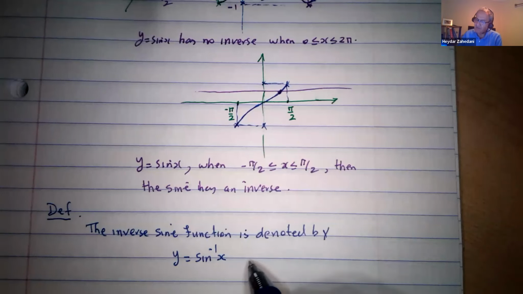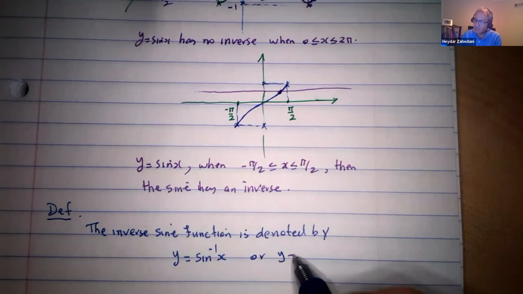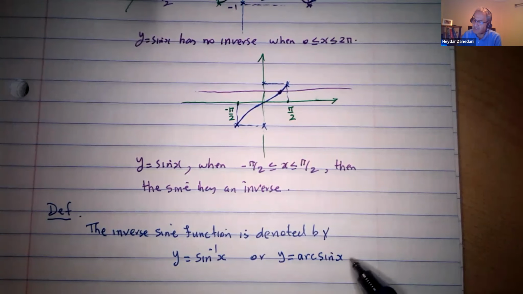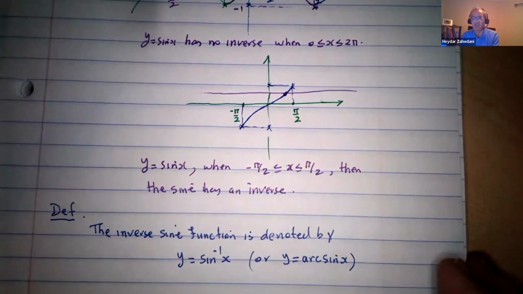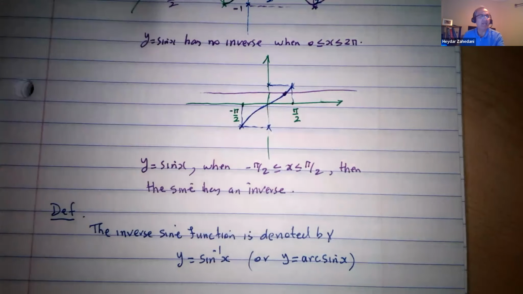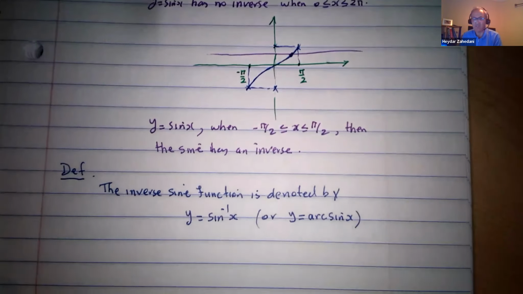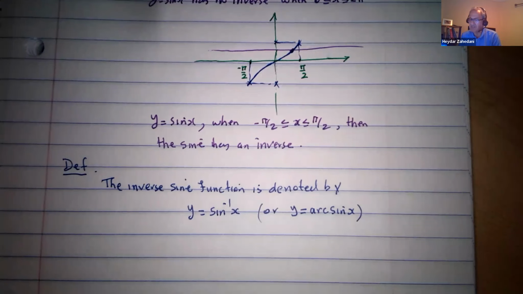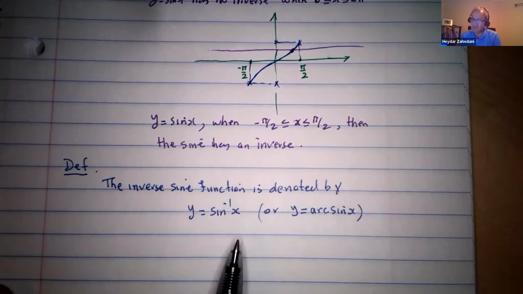Sometimes they use the arc sine notation, arc sine of x. It's the same, but it's a very old-fashioned notation, and I'm not going to use it. But if you see it in your book, you realize that it's the same as the inverse function. So the inverse sine function is denoted by y equal to sine inverse of x.